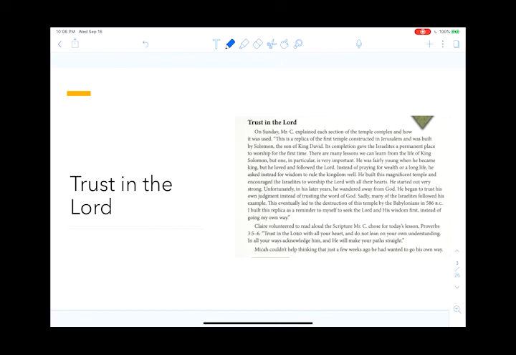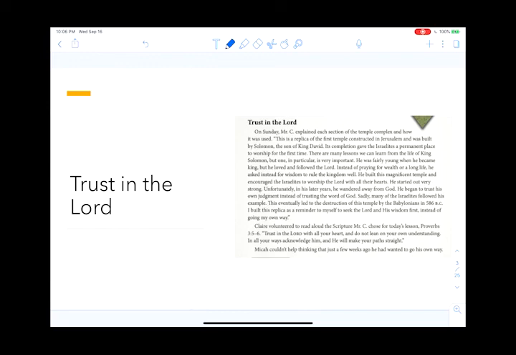There are many lessons we can learn from the life of King Solomon, but one in particular is very important. He was fairly young when he became king, but he loved and followed the Lord. Instead of praying for wealth or a long life, he asked instead for wisdom to rule the kingdom well. He built this magnificent temple and encouraged the Israelites to worship the Lord with all their hearts. He started out very strong.